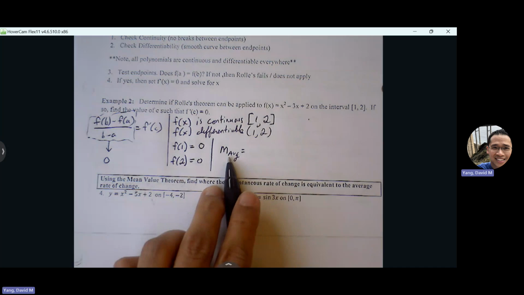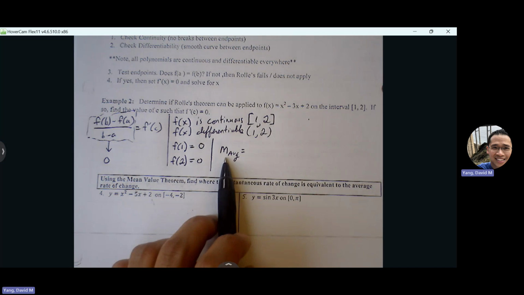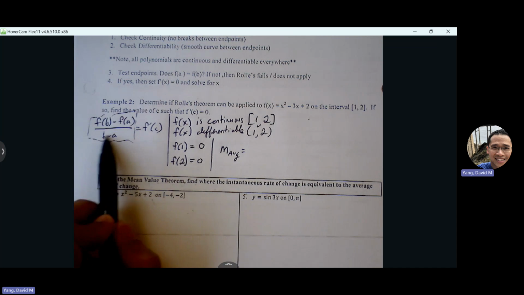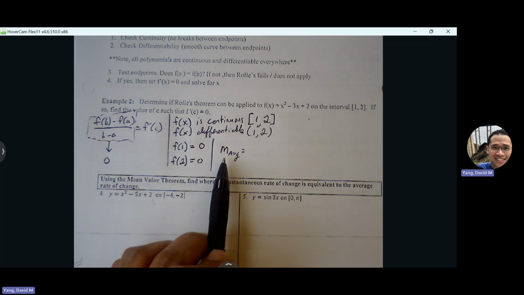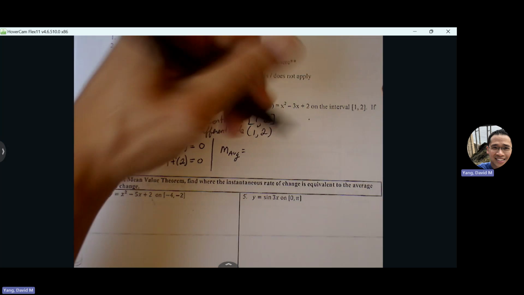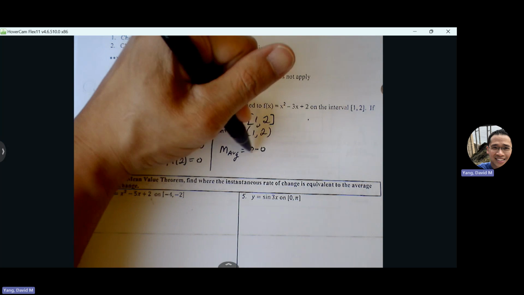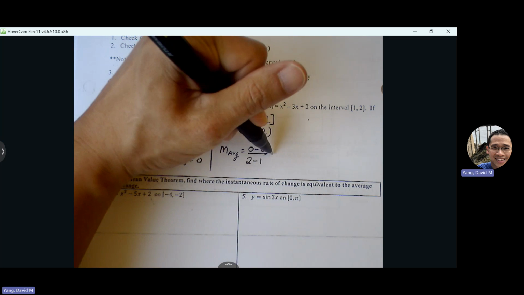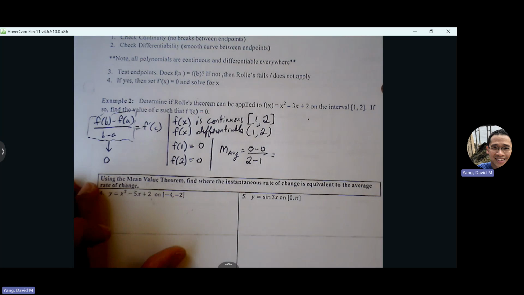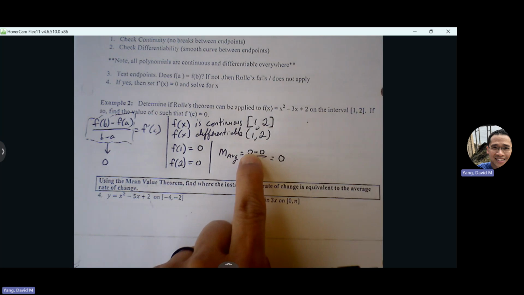So I use that notation to indicate that I'm working on this side of the puzzle here. I'm trying to figure out that average slope, the average rate of change. So change in y over change in x. Okay, am I getting a slope of 0? Yes. Okay.